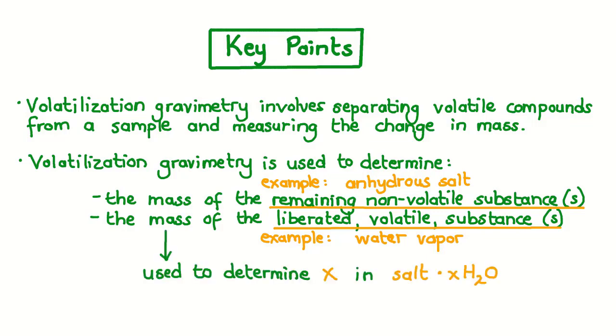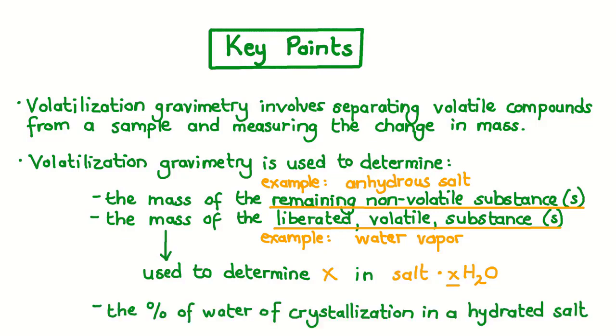And these mass values can be used to determine the number of molecules of water of crystallization in the hydrated salt formula. We also briefly learnt that volatilization gravimetry can be used to determine the percentage of water of crystallization in a hydrated salt.